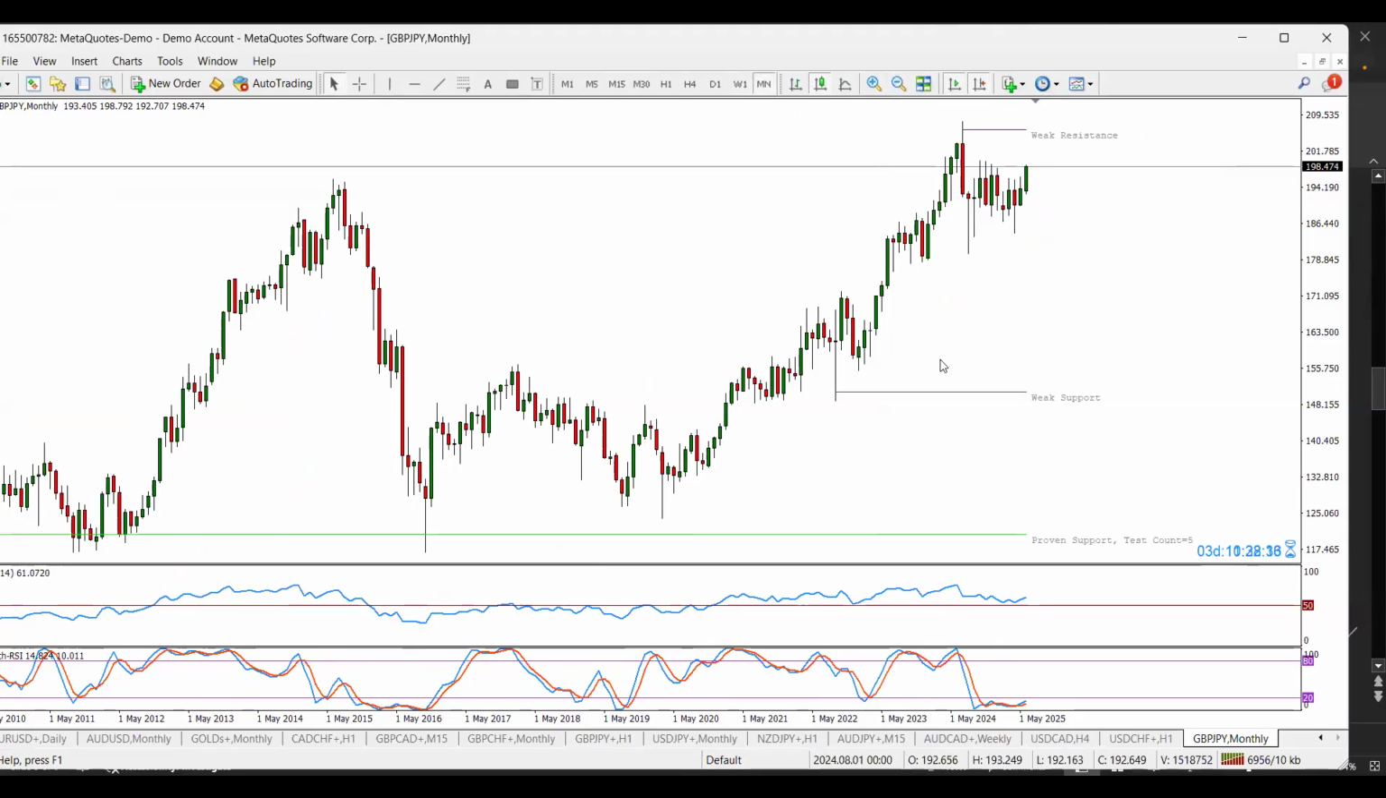I want to ask another important question: where do you think price is going to? Who can help me? This is GBP JPY on a monthly time frame. One thing you must try to do when it comes to trading is to have a bird's eye view. What do I call a bird's eye view? You want to be able to tell where the market is going to.